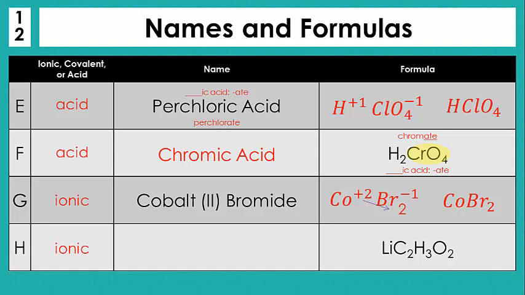Next, I have an ionic compound. So the name of this is going to be lithium acetate. I know that it's ionic because I have lithium, which is a metal, and acetate is a polyatomic ion. So this will be an ionic compound named lithium acetate.